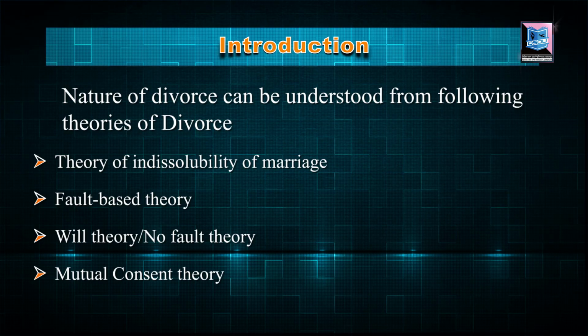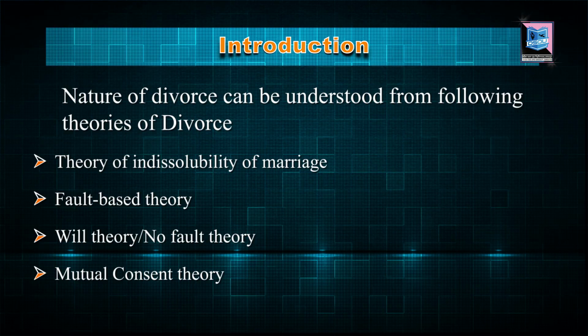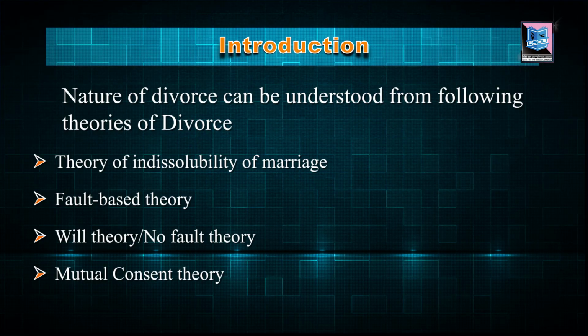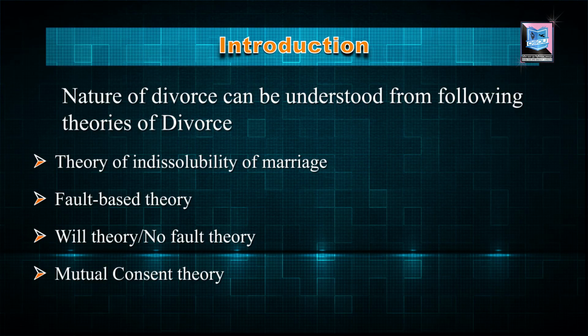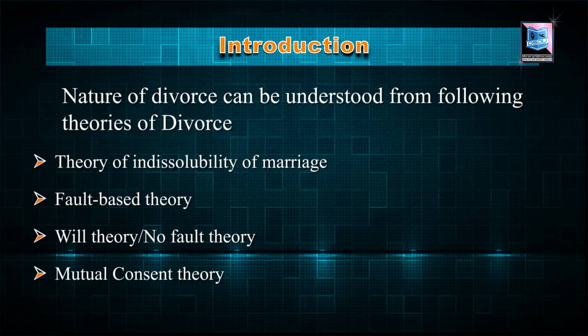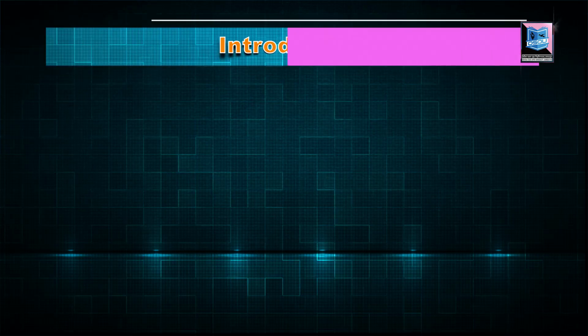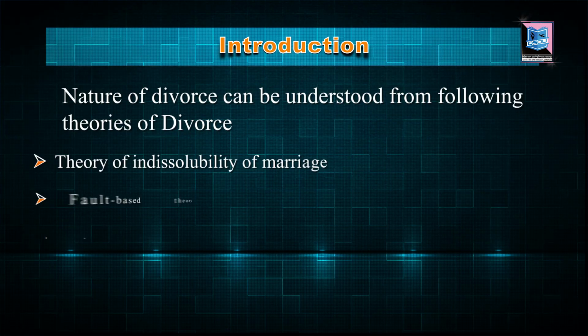The second theory is the fault-based theory. The fault-based theory says divorce can be granted, but only in case one of the parties to a marriage has committed a fault. For example, adultery is a fault, cruelty is a fault, venereal disease is a fault, desertion is a fault. So the fault-based theory requires that one of the parties must be at fault, or that the party has done some wrongdoing. This is an indispensable requirement for the fault-based theory.